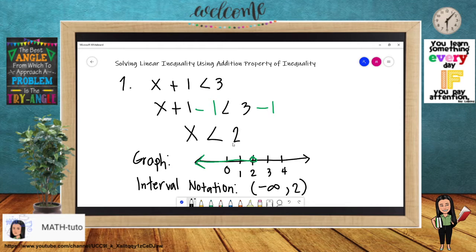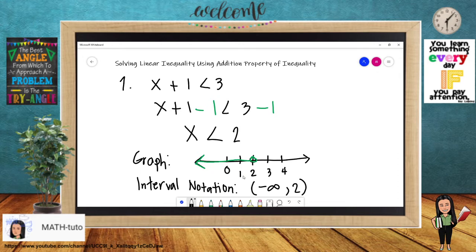Now, how do we check whether our answer is correct or not? Since our answer is the set of all x such that x is less than 2, you just pick one value that is less than 2. It is better if you choose an integer value, and if possible, a small value so that it will be easier to compute. Again, it can be any value less than 2. So, let's try 1. 1 plus 1 is 2, which is less than 3. So, that's true. Even if we choose a negative number, let's say negative 1, negative 1 plus 1 is 0, which is less than 3. Which means our answer is correct.